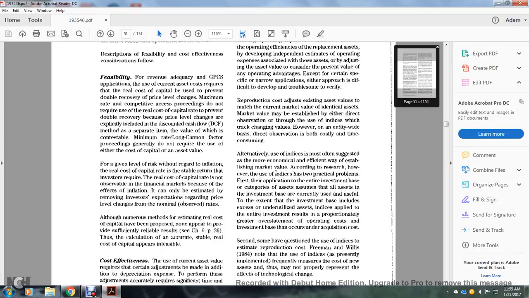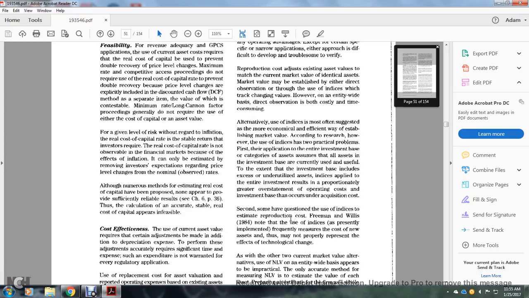According to the research, however, the use of indices presents two practical problems. First, applications involving the investment base for the categories assume that all assets in the investment base are currently used and useful. The investment base includes excess and underutilized assets, and indices applied to the entire investment result in a proportional overstatement of the operating costs of the investment base that occurs in the acquisition costs.